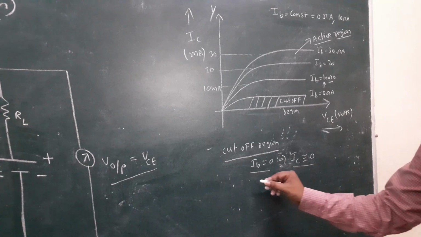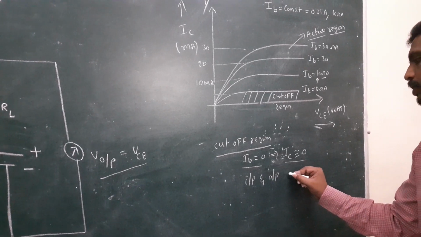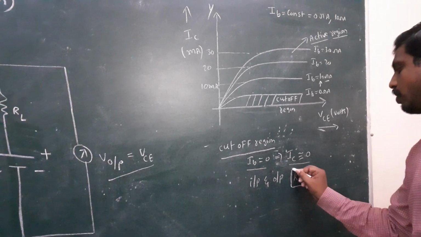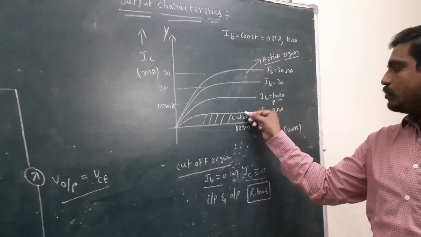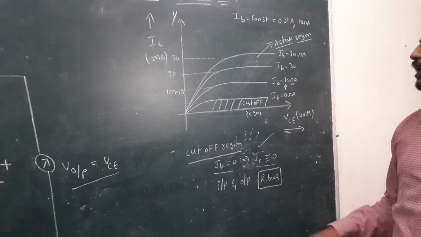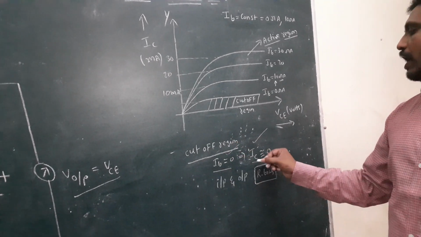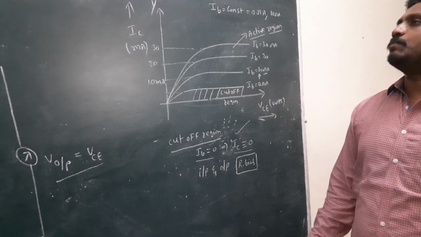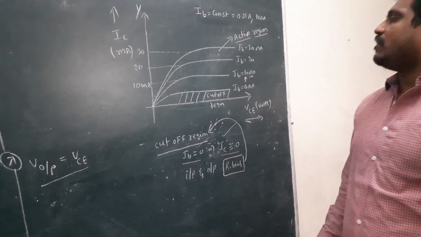Current 0, that means input and output are connected in reverse bias. This region is called cutoff region. Cutoff region means IB 0. According to this graph, this line is nearer to the x-axis. On the x-axis y becomes 0, IC 0, IB 0, IC 0. Input current 0, collector current also 0. So that's why both the input and output are connected in reverse bias. That region is called cutoff region.